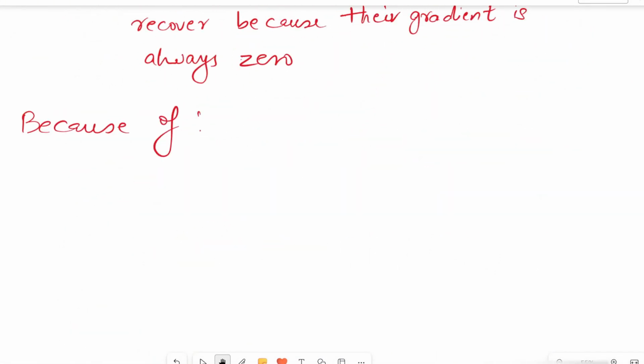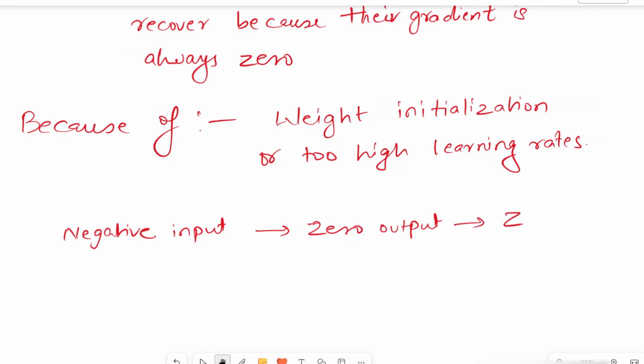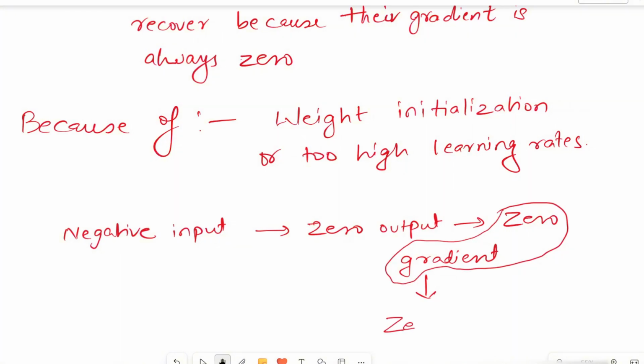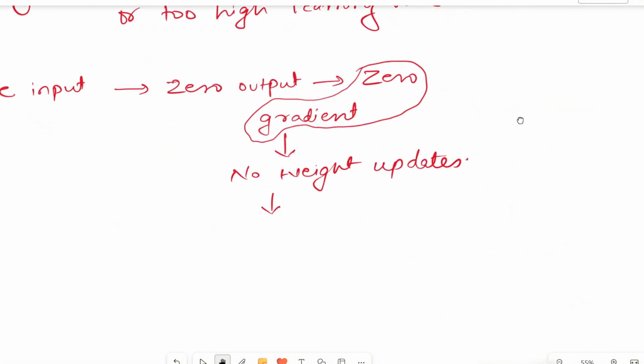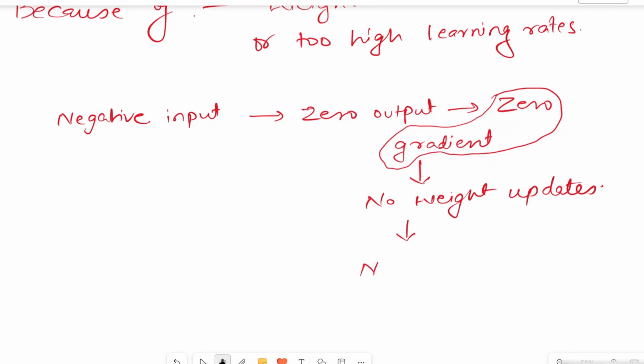Now just imagine a neuron having bad luck with the weight initialization or having too high a learning rate and only seeing negative inputs. So negative inputs means the ReLU output will be 0, correct? 0 output means 0 gradient. 0 gradient means no weights updated. No update means it will always see negative inputs. The neuron is permanently dead over here. In an extreme case, you might find that 40% or more of your neurons are dead. That is like having almost half of your network doing nothing.